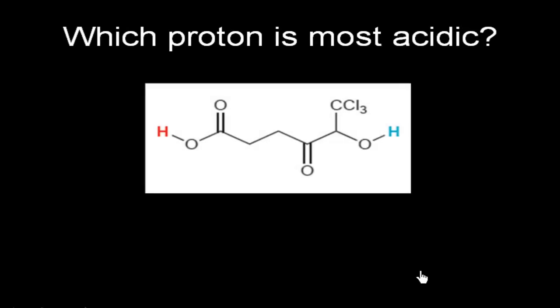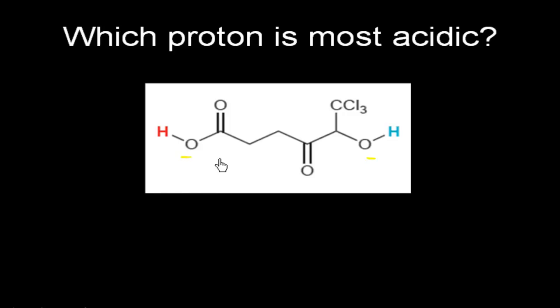So let us say once again we have this hydrogen and this hydrogen. In one case I have negative charge on this oxygen, in another case I have negative charge on this oxygen. In both cases we have negative charge on oxygen, so atom cannot be used.